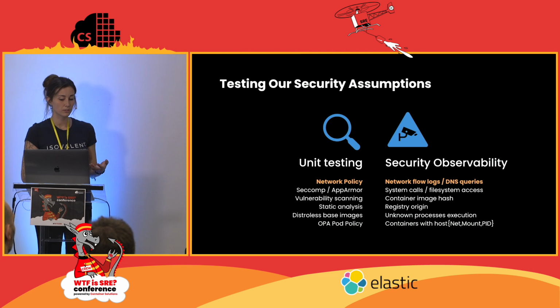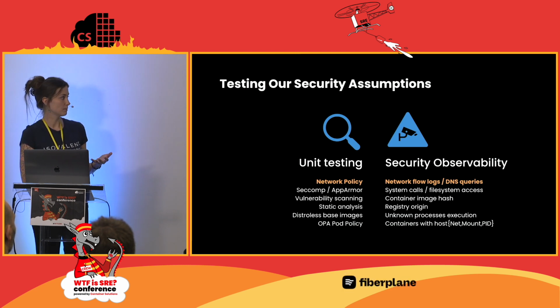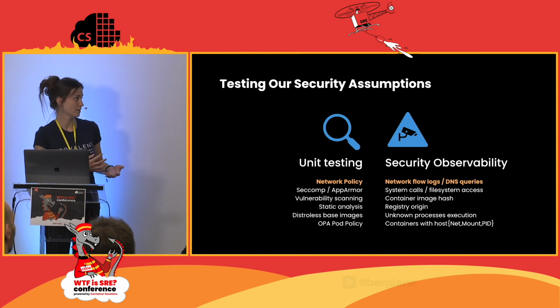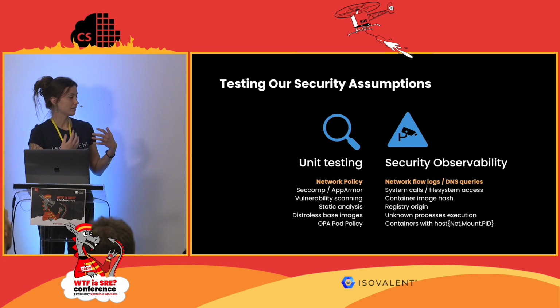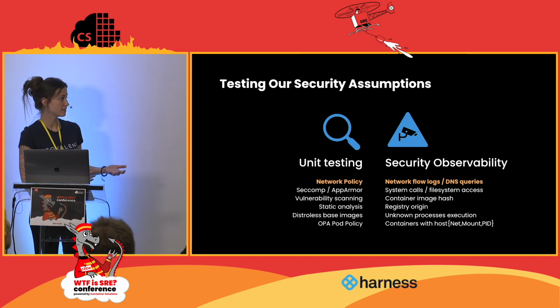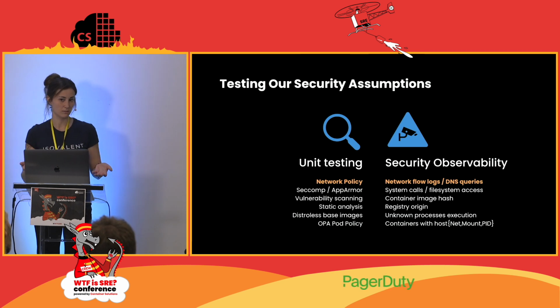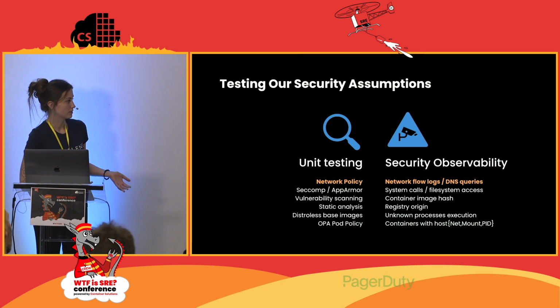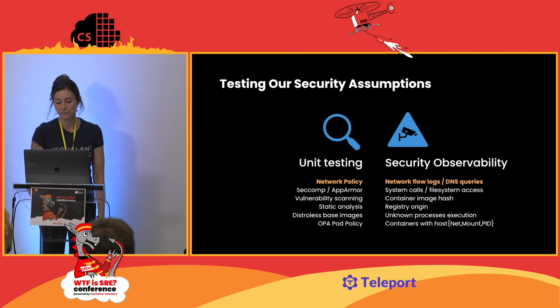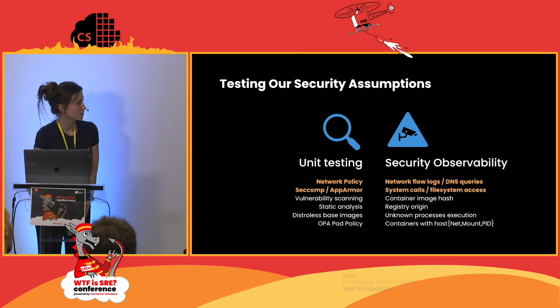So how could you make sure that the network policy that you put in place would actually block that? For example, if you have network flow logs and DNS queries, you can actually see whether that connection was actually successful. Did the network socket actually open or not?